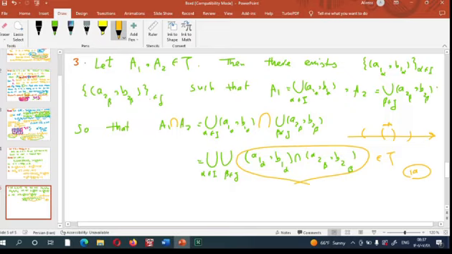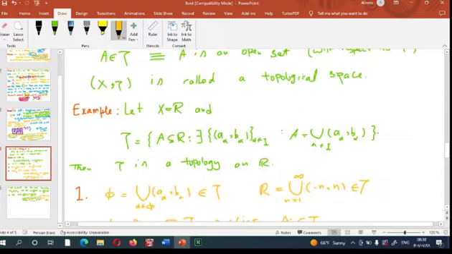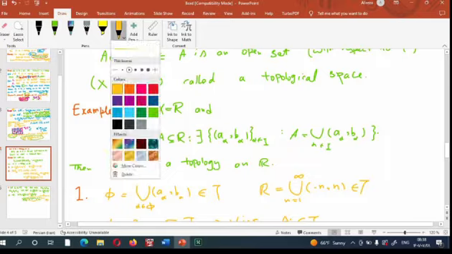So that if we consider X equal to R and tau defined by this set, this tau is a topology. This topology is called Euclidean topology, okay?